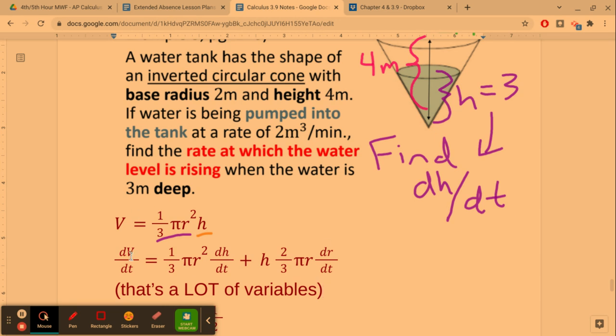All right, but in order to find dv/dt, we have 4 variables. Let's talk about what we don't know.